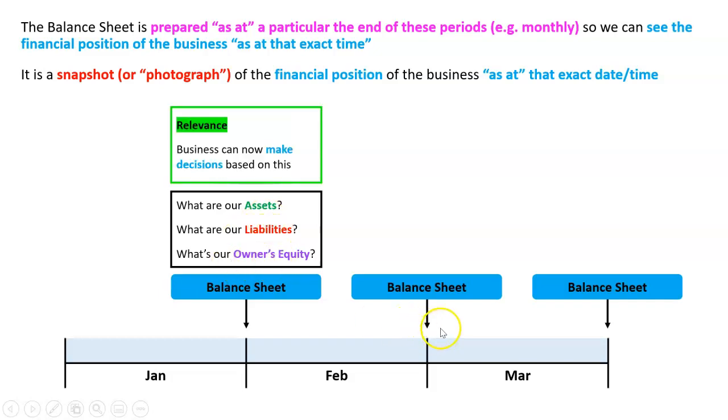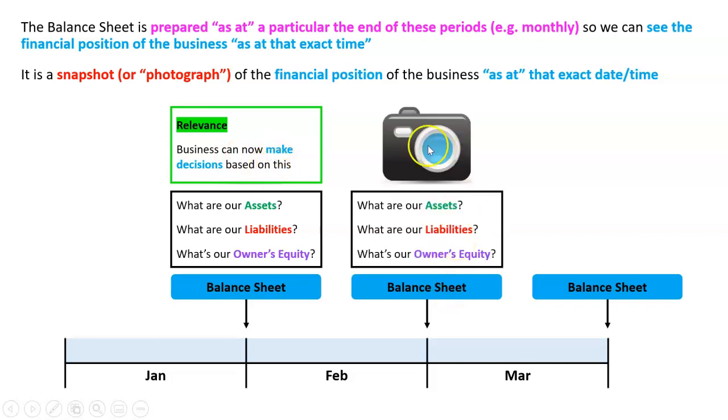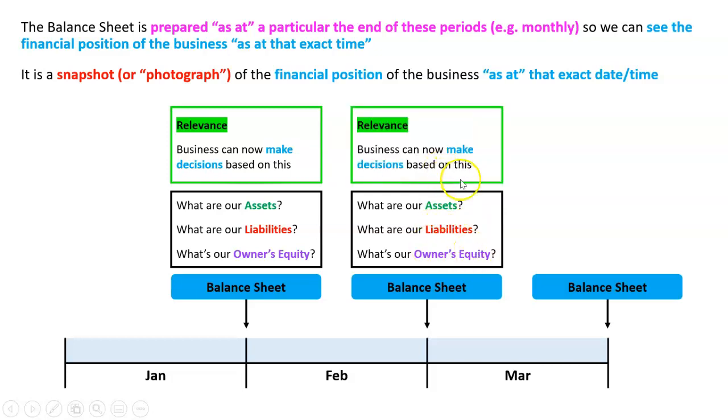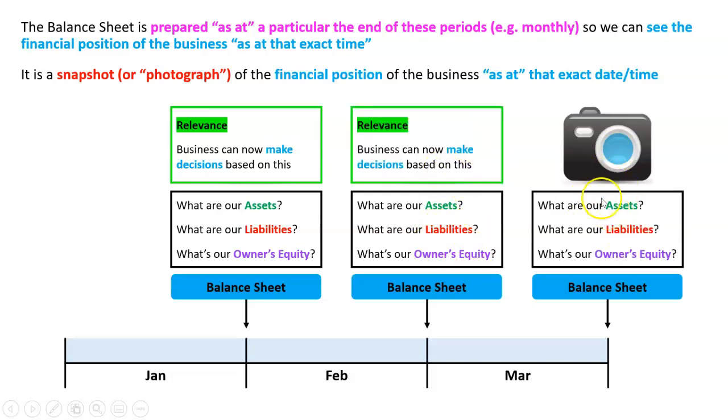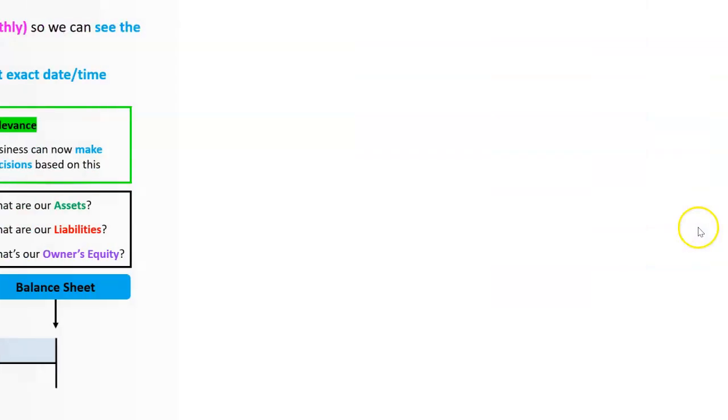Then we take another photo. And then we look at all the qualitative heuristics, and say that's really good because it's relevant. We can now make decisions. And then we take a photo as at the end of February of the assets, the liabilities, the owner's equity. Now we can make decisions. And then we take a photo as at the end of March. That photo shows us the assets, the liabilities, the owner's equity, and now we can make decisions.